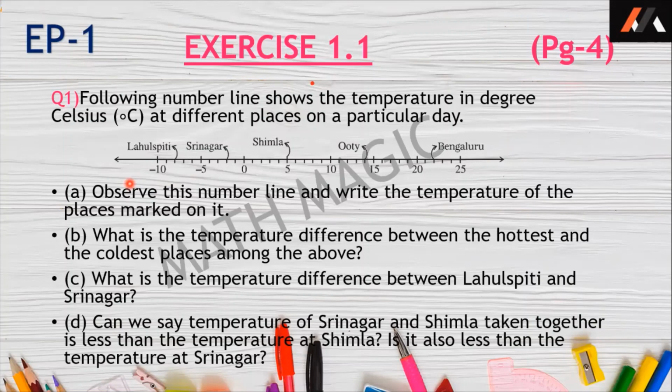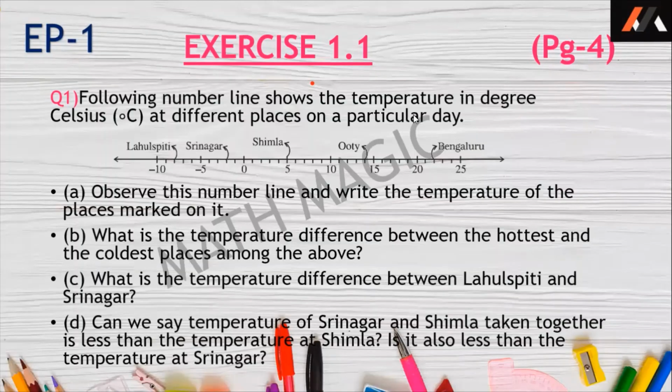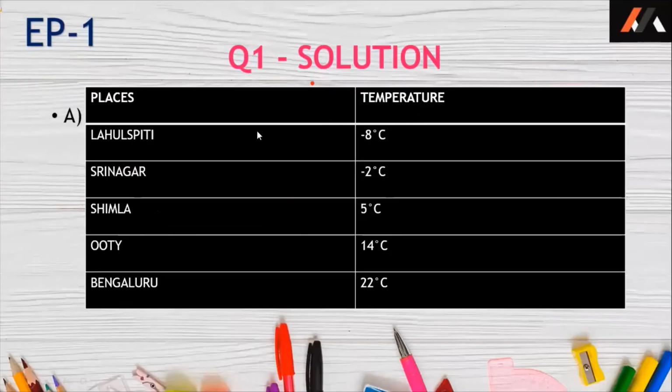What is the temperature difference between the hottest and coldest places? Before that, let's see the temperatures in a tabular representation. Temperature at Lahaul Spiti is -8 degrees Celsius. Temperature at Srinagar is -2 degrees Celsius. Temperature at Shimla is 5 degrees Celsius. The temperature at Ooty is 14 degrees Celsius. The temperature at Bengaluru is 22 degrees Celsius. Let's move to the next question.